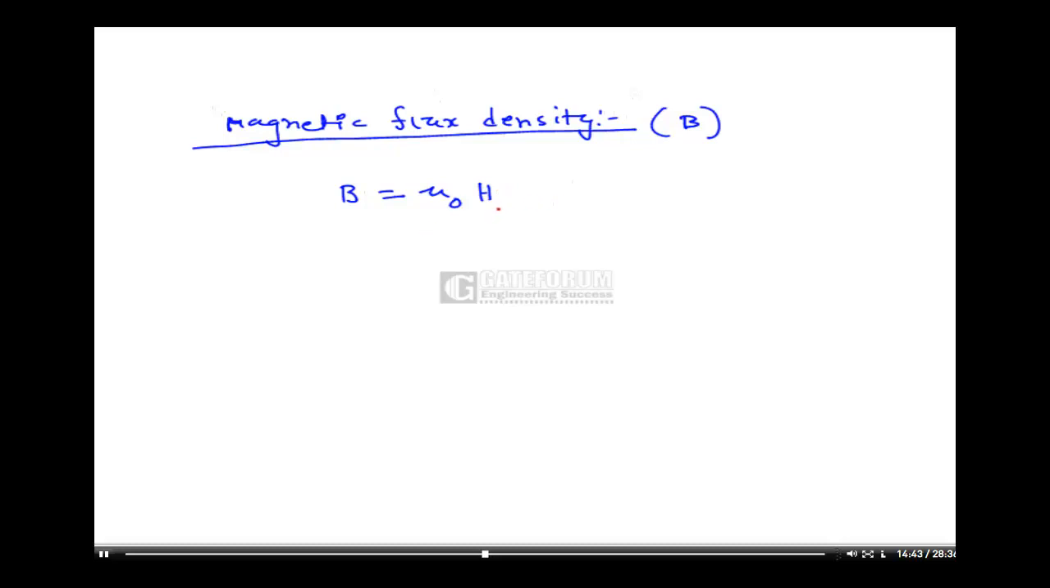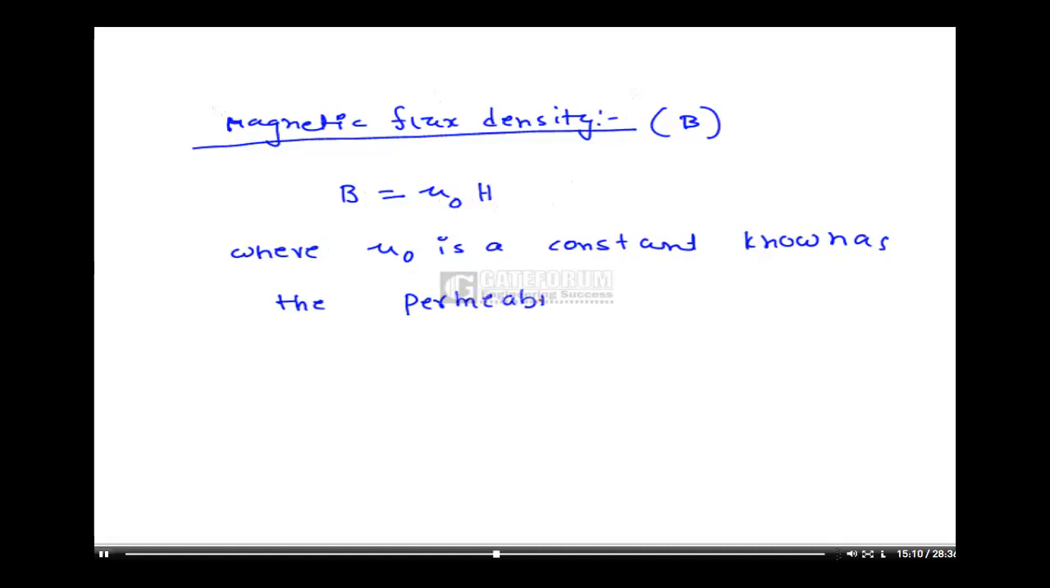Here we are considering free space. That's why I have written mu naught, where mu naught is a constant known as the permeability. Not permittivity, it's permeability, the permeability of free space.